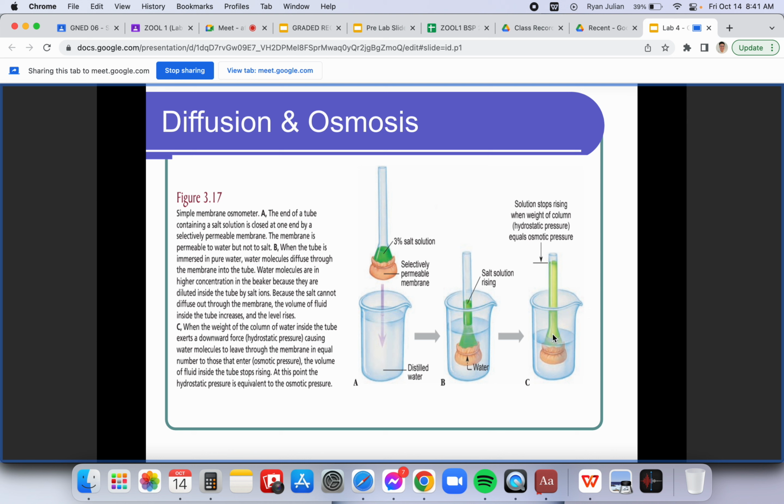And for the last one, letter C, the solution stops rising when the weight of the column equals osmotic pressure. Because of the fact that the salt solution is not permeable to the membrane, that is also one of the reasons why the water has been able to pass through the selectively permeable membrane. And thus, the water rises on this particular column only. At this point, the hydrostatic pressure is equivalent to osmotic pressure once again.